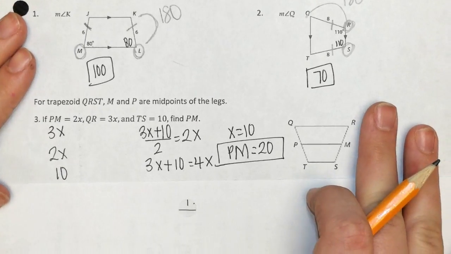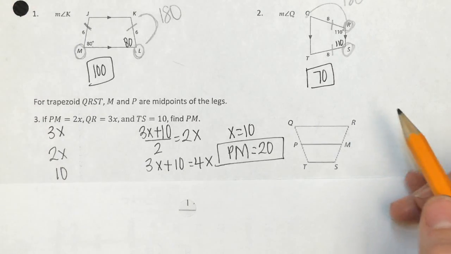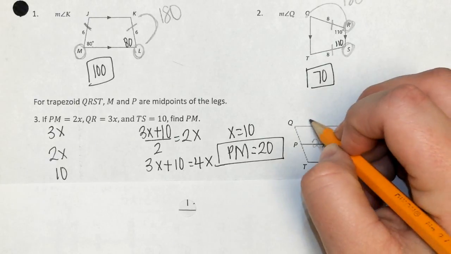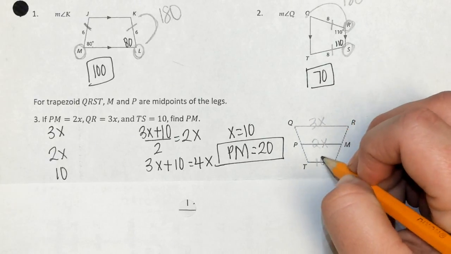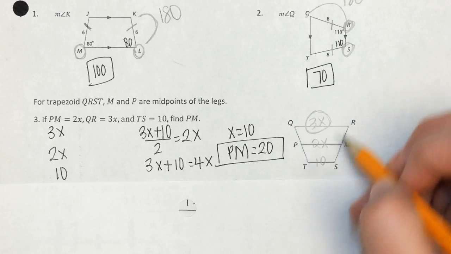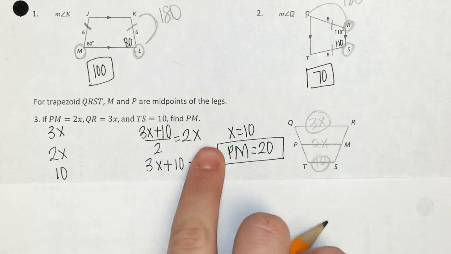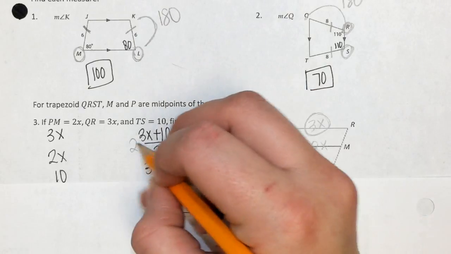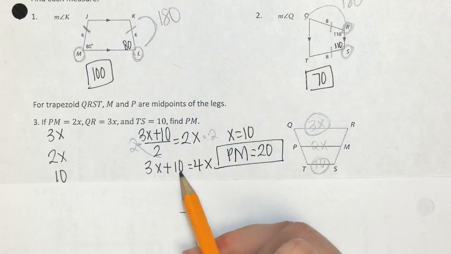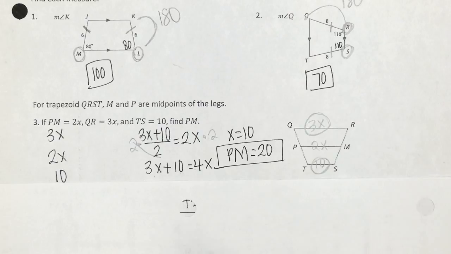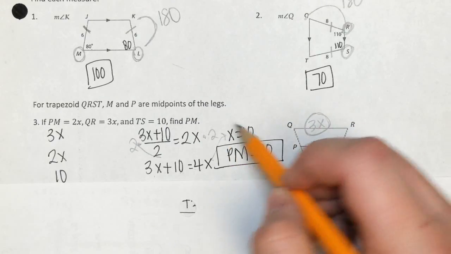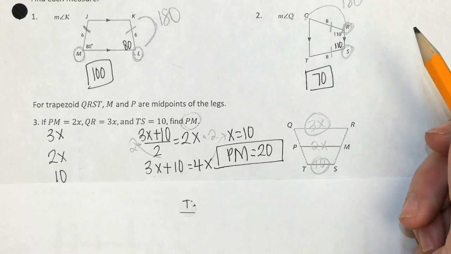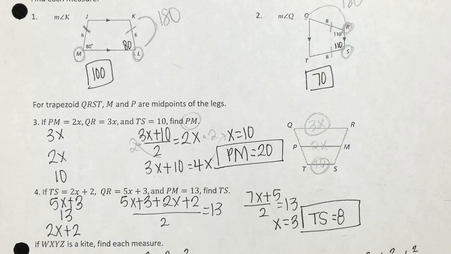Alright, we're using mid-segments and midpoints of a trapezoid. So PM is right here. It is 2x. QR is 3x, and TS is 10. So you add the top plus the bottom divided by 2 equals the middle. Not cross multiply, but multiply both sides by 2. So you get 3x plus 10 equals 4x. And then you would solve to get 10. But you're finding PM. So plug this back into PM, and 2 times 10 is 20.